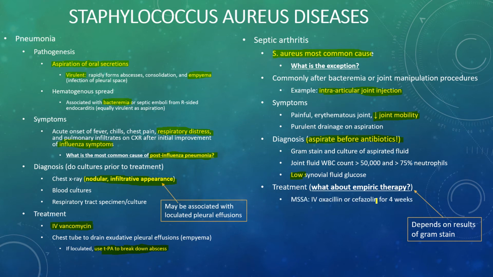So say we already did empiric therapy, and now we found out that it was MSSA. We can give an IV oxacillin or cefazolin for 4 weeks. We've talked about before why we give these medications for MSSA, so we don't need to go over it again. For MRSA, vancomycin, remember, is our best treatment. We give that for 4 weeks for septic arthritis.